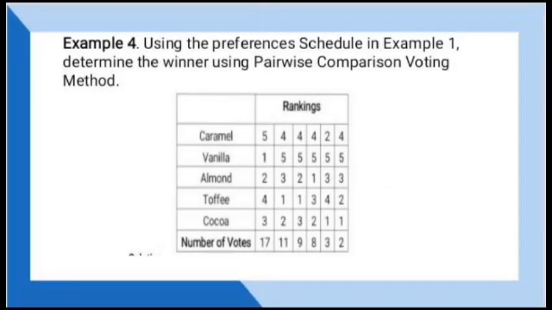Example 4, using the preference schedule in example 1, determine the winner using pairwise comparison voting method. So mayroon tayo ditong caramel, vanilla, almond, toffee, cocoa. Titingnan natin dito kung sino yung may mas malaking boto. Number of votes, yan yung dami ng bumoto. Sa pagboto naman, tinitingnan kung sino yung nasa first choice, second choice, third choice, and so on. For example, si caramel at si vanilla, ang mananalo dyan is si vanilla kasi siya yung nasa first choice. Total ang bumoto sa kanya is 17. So yan yung pagkuha ng pairwise comparison voting method.